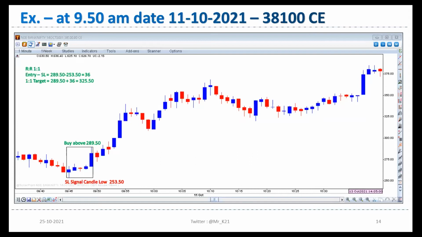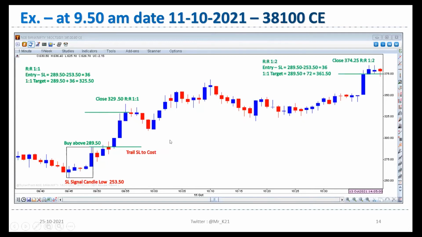Now this is the 1 minute candlestick chart only. Every 1 minute I will check whichever candle closes above 325.50, and I will move my stop loss to cost. So let's check. Here I can see my 1 minute candle closes at 329.50. It reaches 1:1, so I trail my stop loss to cost. Here you can see the line.